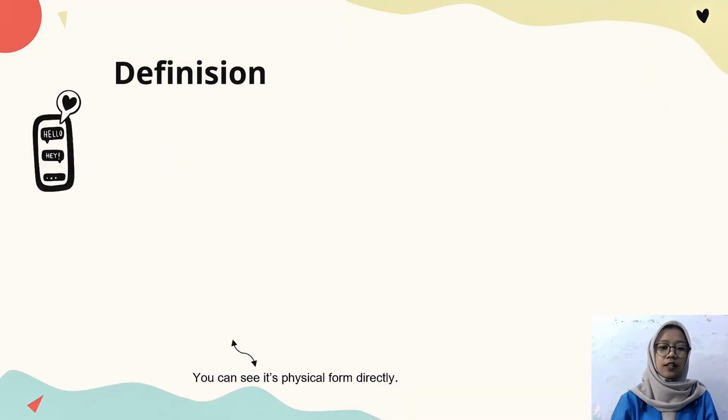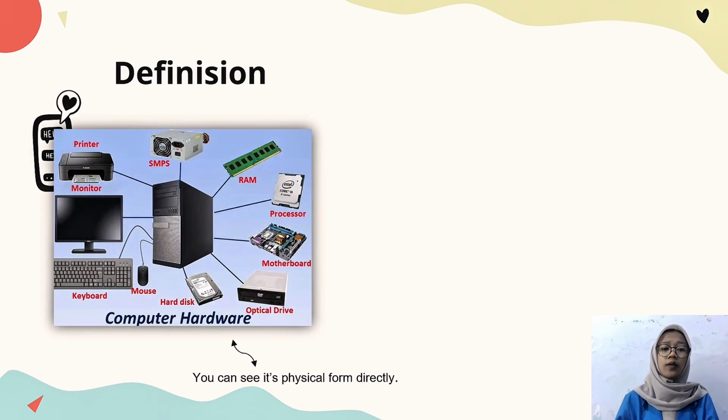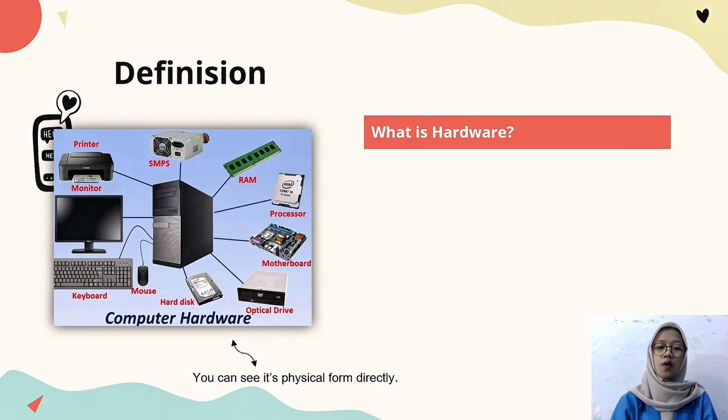Here there is a definition. From the picture, you can see its physical form directly. We can touch it directly. And here, what is hardware?